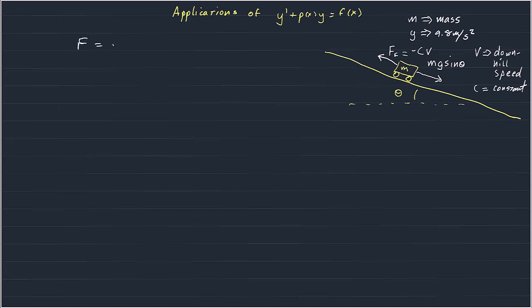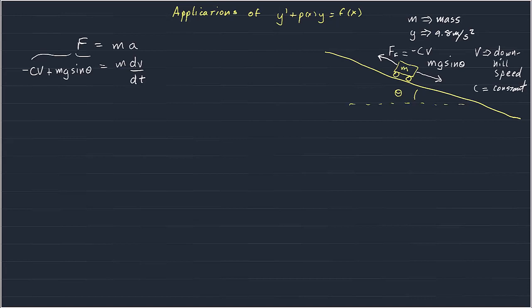So if we draw out a force balance equation, we'd use Newton's second law, so force equals mass times acceleration. And the right-hand side, mass times acceleration, is just m times the derivative of our speed with respect to t. That's the rate at which the velocity is increasing. And so what are our forces? Our forces are our frictional force, minus cv, plus our downhill gravitational pulling force.